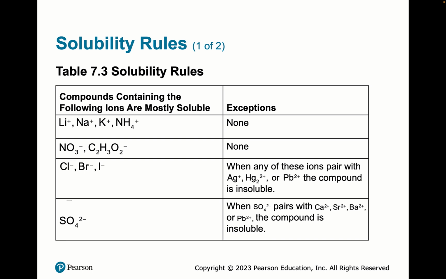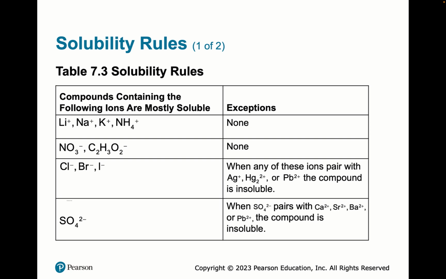So here are the general rules. Ions that contain the following are pretty much always soluble. The alkali metals, ammonium ions, so these are big, small charged ions. Nitrate, acetate, big molecules. These are all, like I said, big atoms, big polyatomic ions with low charges. They don't really have that much attraction for anything. They're very happy to dissolve into water.